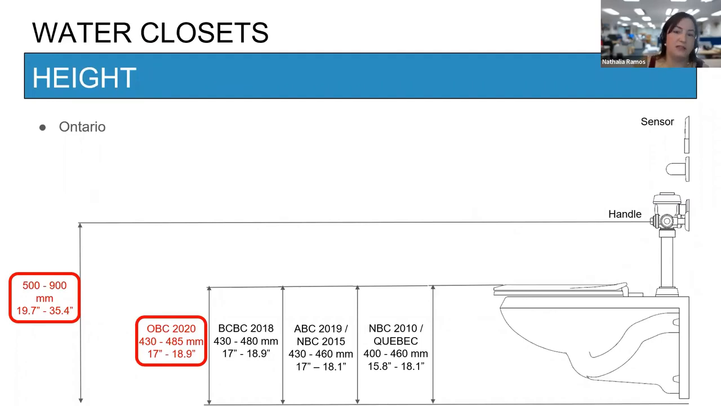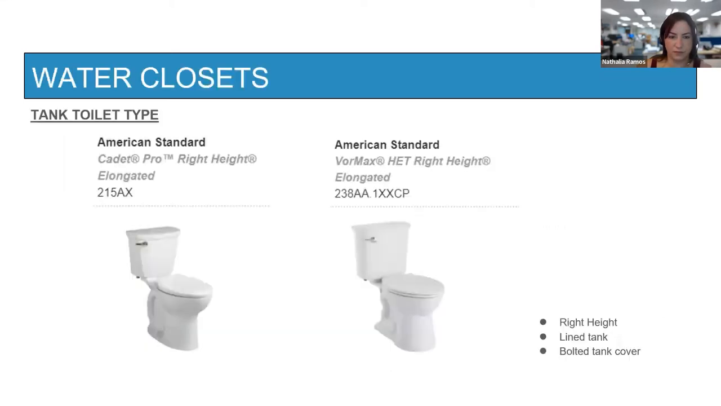Speaking of height, this is a quick comparison between all the code requirements right now, but focus here on the OBC. What is required is the seat has to be at least 430 to 485 from the floor, similar to what we have in the CBC code. Another good height for you to know is the flush valve handle. If manual, it needs to be from at least 500 to 900 millimeters from the floor.